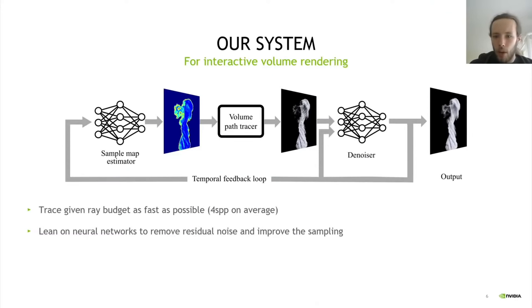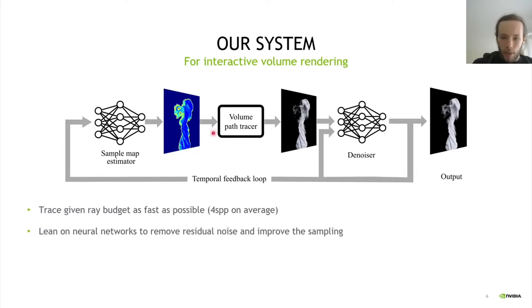So now regarding our system for interactive volume rendering. There's three main components here. There's the renderer at the core, the volume path tracer, and we also employ a denoising neural network and a sample map estimator network. So the idea is to give ourselves a certain ray budget, in this case 4 samples per pixel on average, that we want to trace as fast as possible, and then heavily lean on neural networks to remove residual noise in the renderings, or improve the sampling as well.